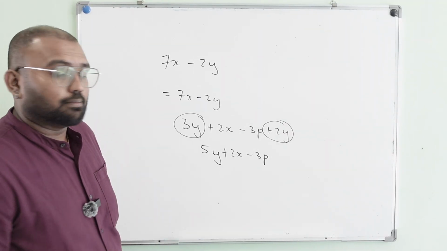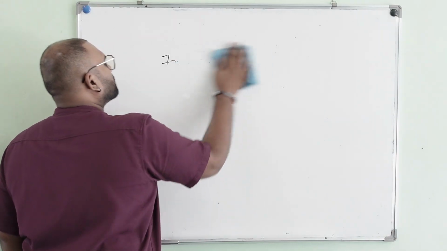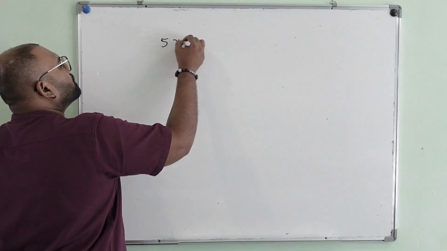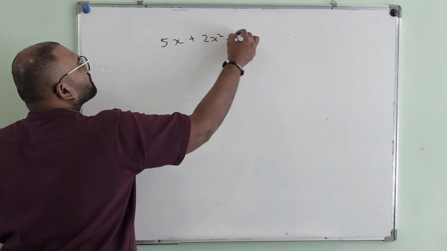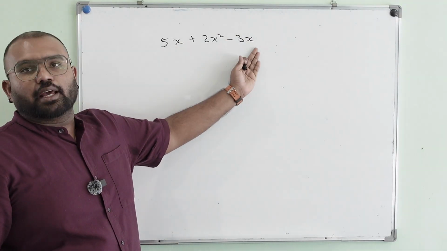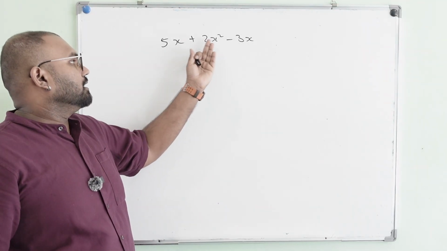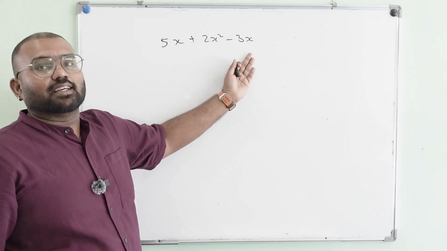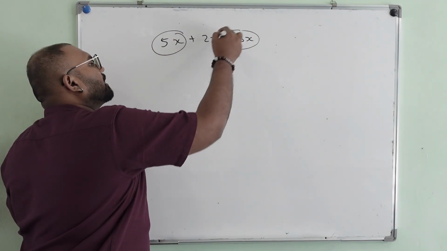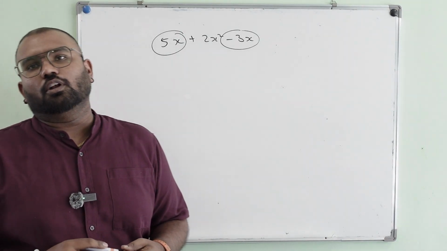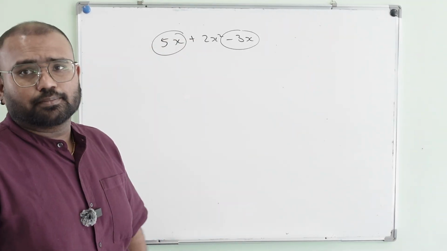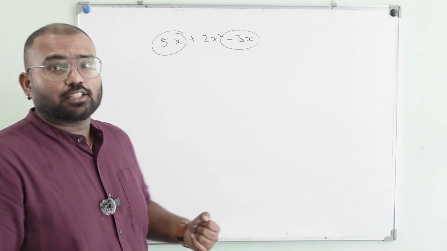Okay, I give you another example. Let's check. Okay, this question. Here also x, here also x, here also x. But here there is x, here there is x square, and here there is x only. So the like terms here are only 5x and also negative 3x. Clear? So we just need to solve only the 5x and negative 3x, and don't disturb the 2x square. Let's try to solve and see.